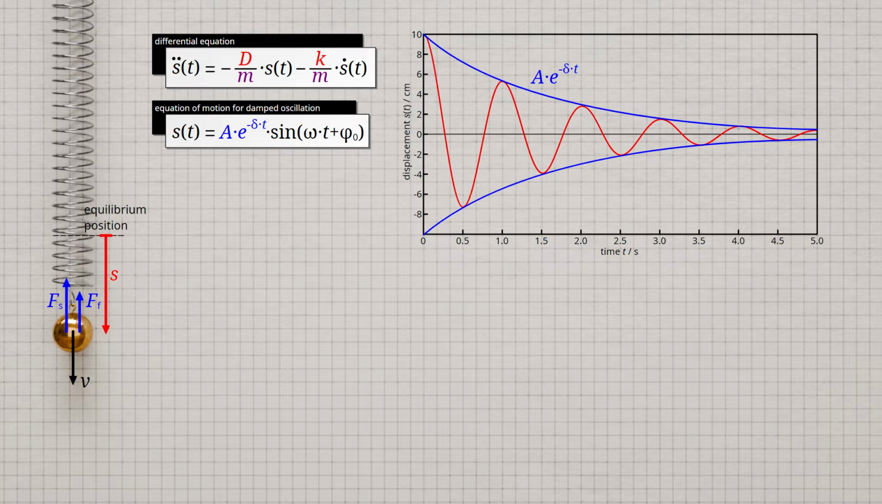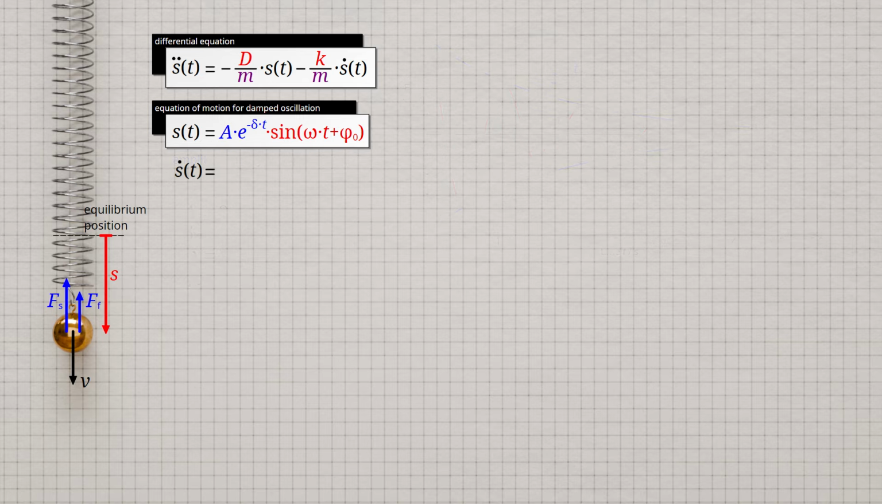The indicated possible solution of the differential equation therefore consists of a combination of a time-dependent exponential function, which describes the decrease of the amplitude over time, and a time-dependent sine function, which describes the periodicity of the oscillation, that is, the repeated back-and-forth motion. The specific values that the quantities a, delta, omega, and phi 0 take, and whether this equation of motion is indeed a solution of the differential equation, can only be verified by substituting the proposed equation of motion into the differential equation.